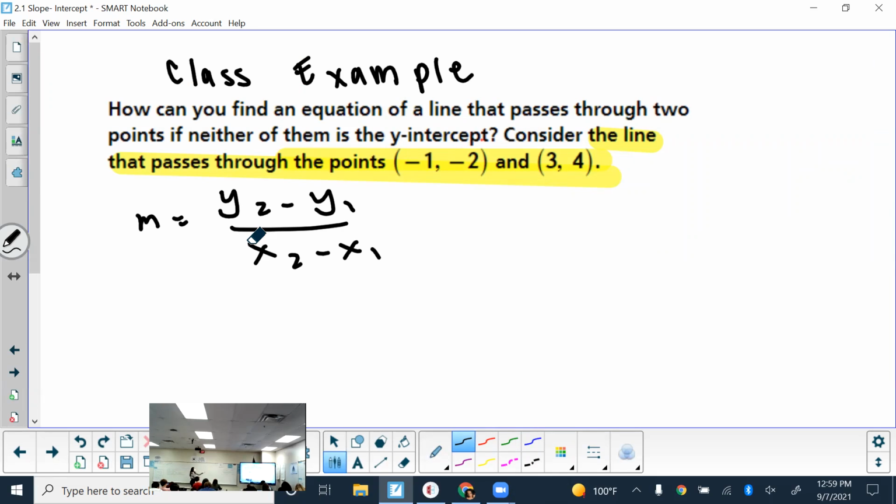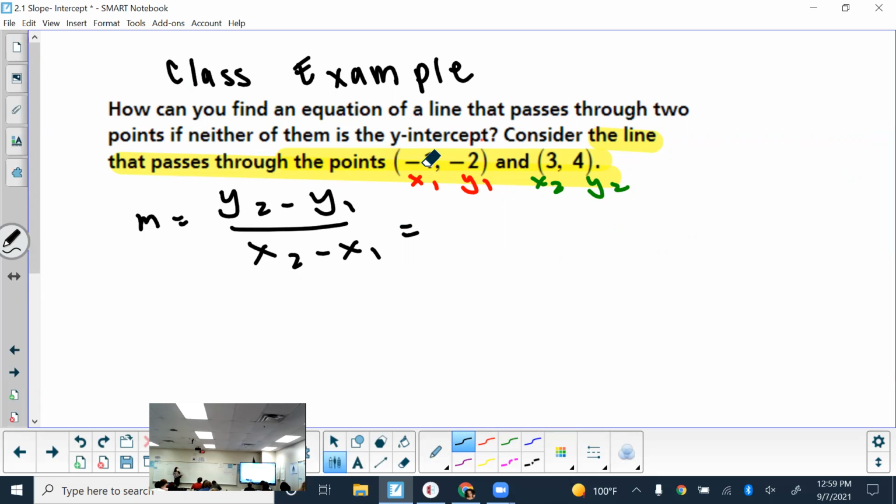Just pick one of your points to be x1, y1. Does it matter which point you pick? No. Does not matter. So I'll make this one x1, y1. The other one can be x2, y2. So label them first. I still label them. I don't skip this step even though I teach it, right? Label them first. And then it's just a matter of plugging them into the formula.